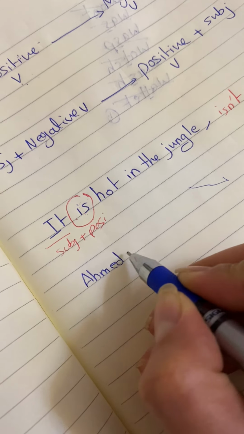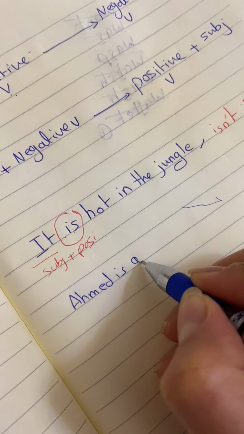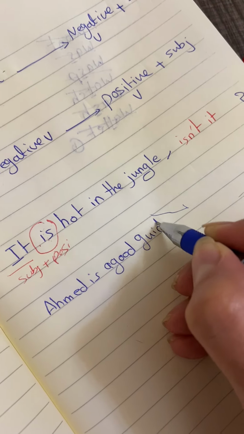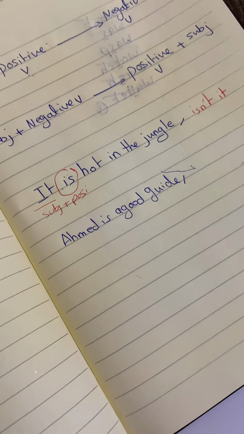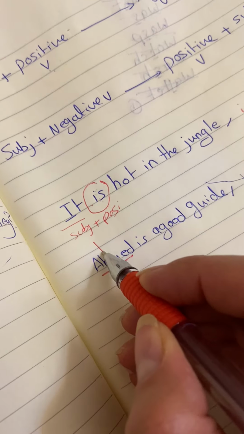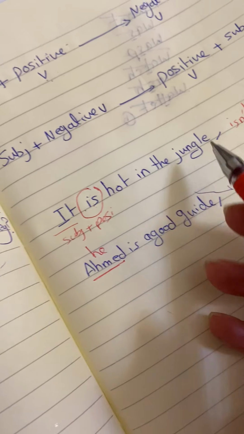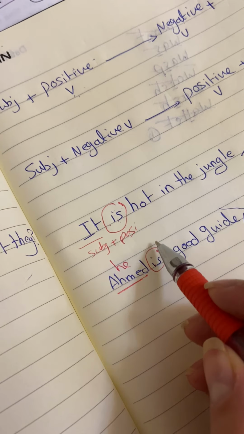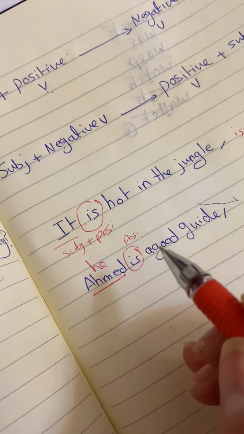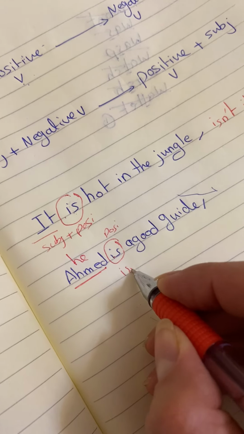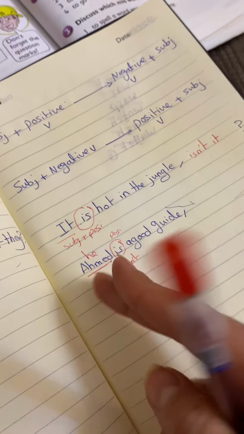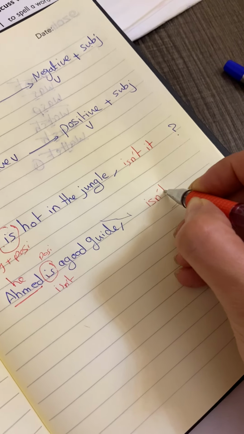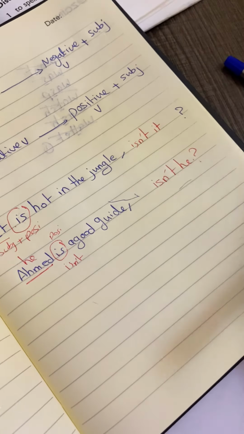Ahmed is a good guide. Okay. Here we can change Ahmed to he. Then what is the verb? Is. Is it positive or negative? Positive. Excellent. So change it to negative. Isn't. Okay. Change the places of the subject and the verb. It becomes isn't he. Excellent. Okay.